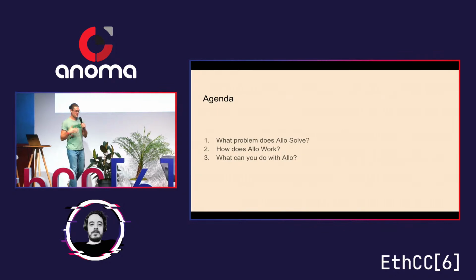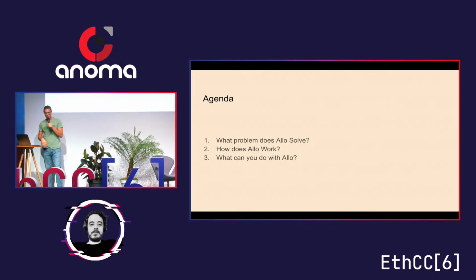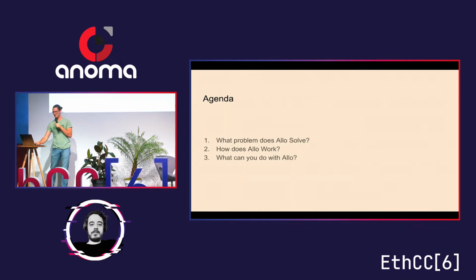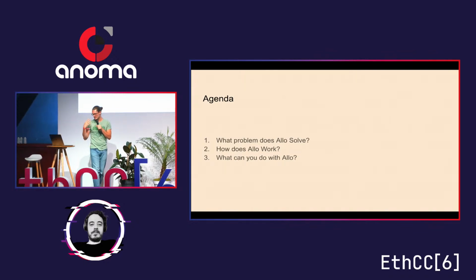In the next 15 minutes or so, I'm going to go through these 3 questions. So we're really focusing on Allo today. The first question is, what problem does Allo solve, right? If we're building a whole new protocol, what problem is it that we're trying to solve with this protocol? Second question is, how does Allo work? I'll actually give you an overview of the core components of Allo. And then the majority of the time today is going to be spent on this third question, which is, what can you do with Allo?